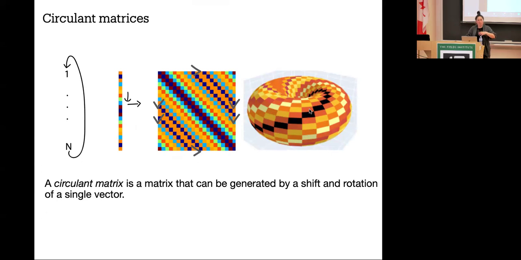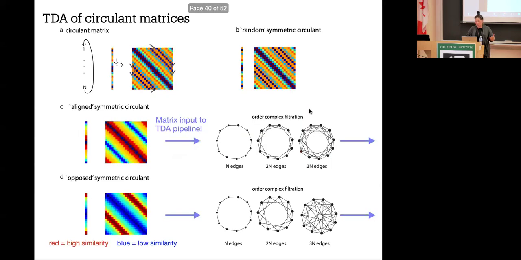That torus isn't the way we're going to be thinking about the topology of circulant matrices. Instead, we're going to do something very similar to the previous pipeline. We're going to take our symmetric matrix as an input to the clique topology pipeline, build our filtration, and get out Betti curves. But we're going to do that for 2 particular families of circulant matrices: what I decided to call aligned circulant matrices and opposed circulant matrices.